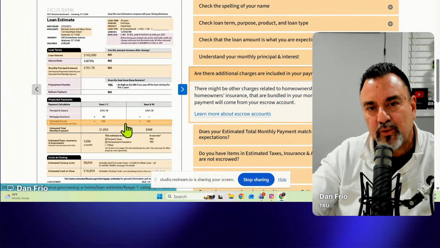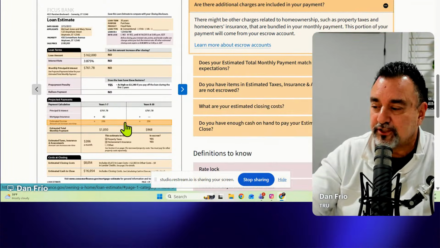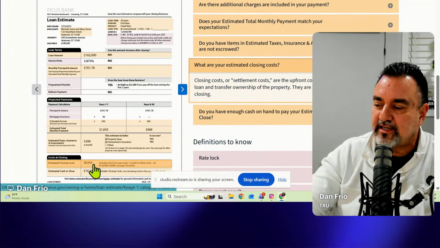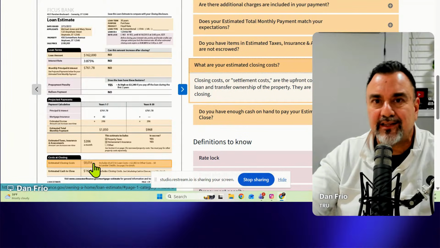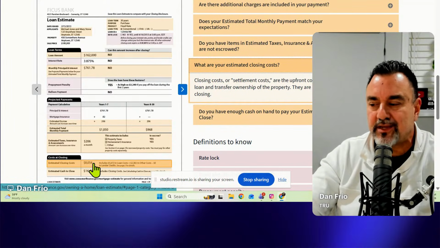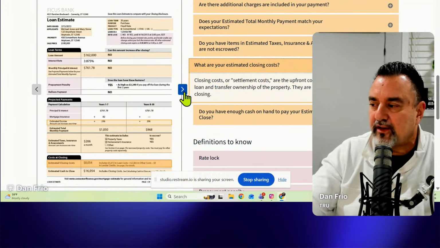Okay, and this is an area where I'm going to show you here in a second where you really, really need to pay attention. Down through here, this is going to tell you how much money this loan is costing you. It is a little bit, I won't say deceptive, because some of these, what they call charges, is basically money to pre-fund your escrow. So let's get over to the next page.